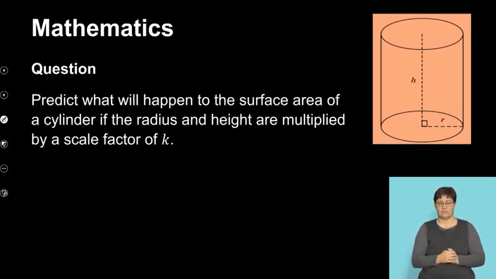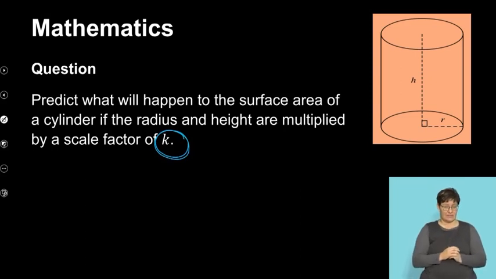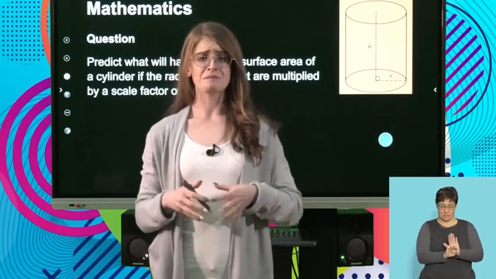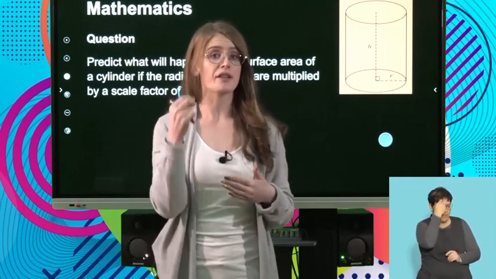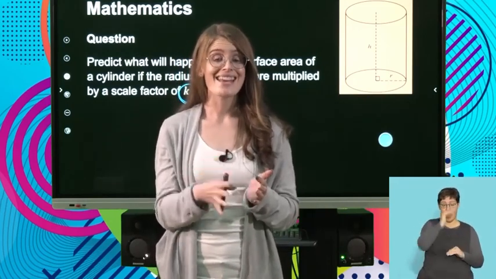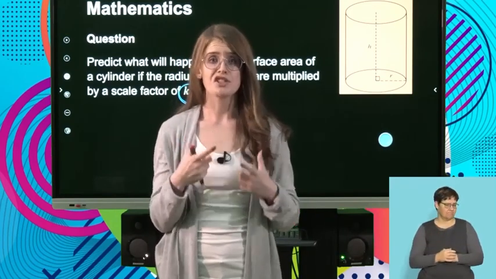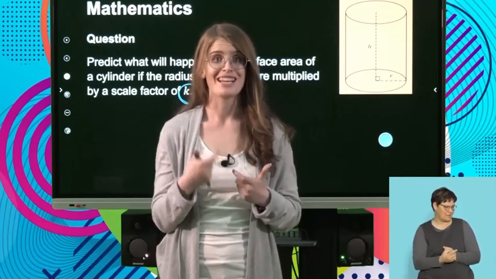So I'm going to ask you to predict what will happen to the surface area of a cylinder if the radius and the height are both multiplied by a scale factor of k. So everyone, for this particular example, I'm going to ask what you think would happen if I multiplied the height as well as the radius by a scale factor of k. What do you think would happen? Let's go to the board.